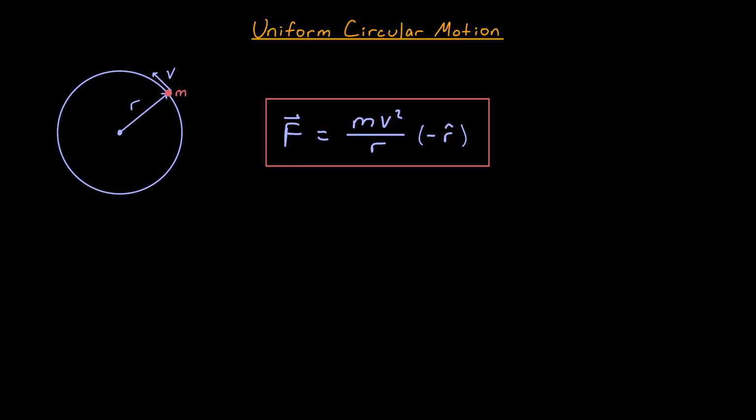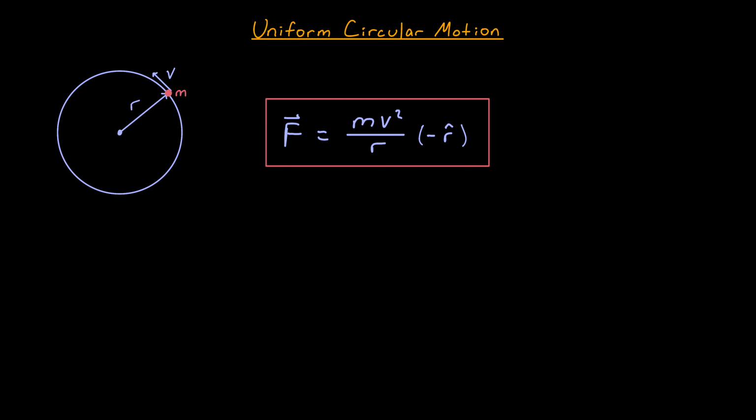This is the one equation you need to know to describe a system that's going around in circles at a constant speed. It says that the force acting on your system is equal to the mass of your system times its speed squared divided by the radius of whatever circle it's traveling in. And the direction of the force is in the minus r hat direction. So if r points from the center of your circle to your object, then the force is going to point inwards toward the center of the circle.